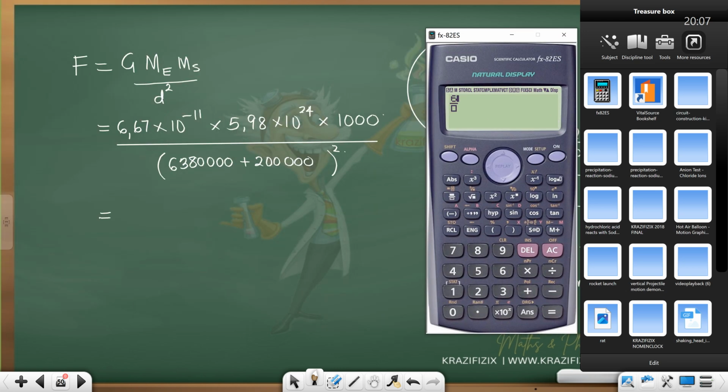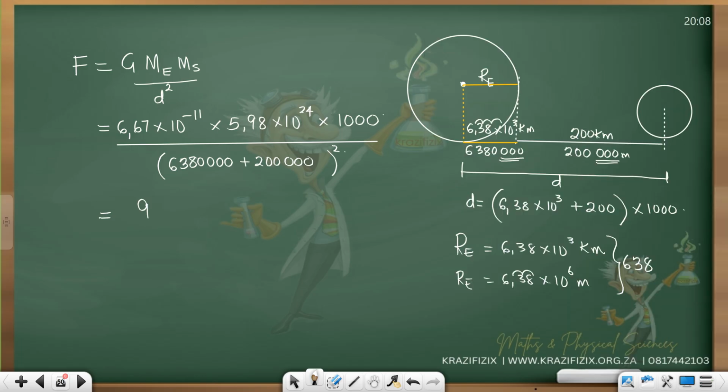Let's finish. Calculator: 6,67 times 10 to the power negative 11, times 5,98 times 10 to the power 24 for the mass, times 1,000 for the other mass. Please bracket 638 and 4 zeros, 1, 2, 3, 4, plus 200 and 3 zeros to convert, 1, 2, 3. Write it nicely, put a squared, and we are done. 9212,45 Newton. 9212, and that is it.